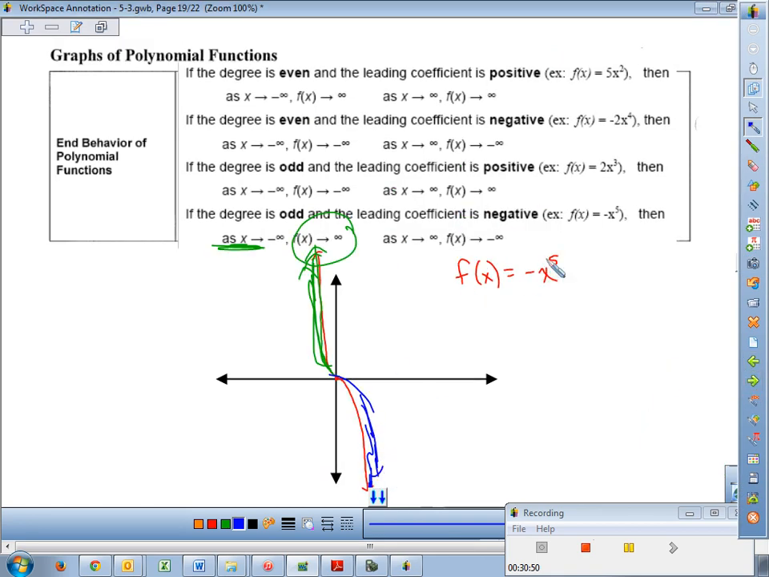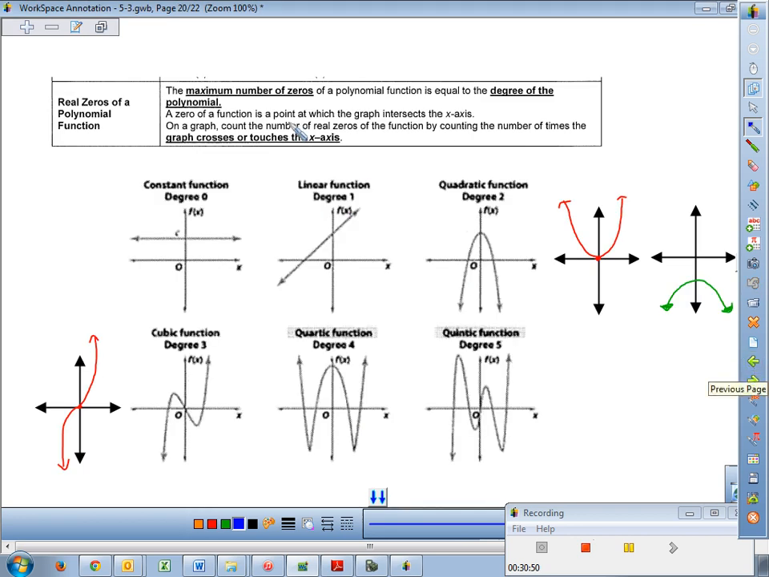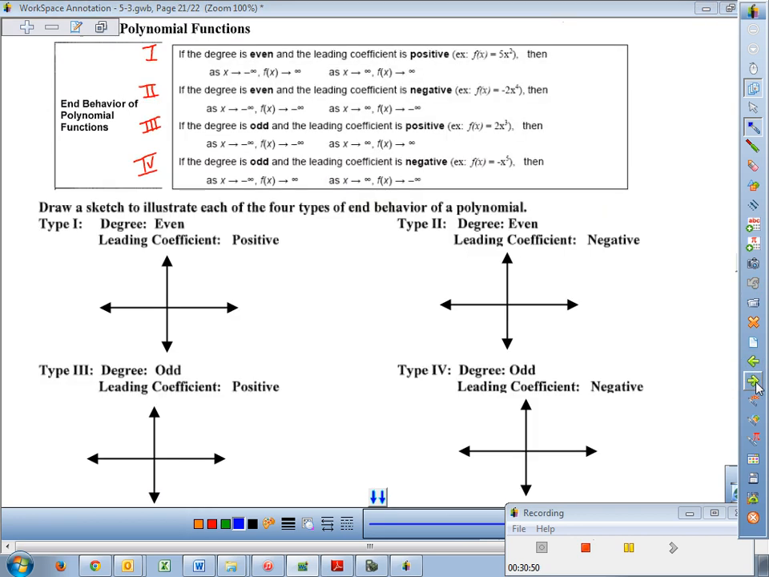Let's see how we can do it. Draw a sketch to illustrate the 4 types of end behavior on this polynomial. Let me get you a straight edge. After you use the straight edge to make these 4 axes, what I want you to do is go back up in this chart, and here's type 1, type 2, type 3, type 4, so you can have a visual of what each one is supposed to look like.